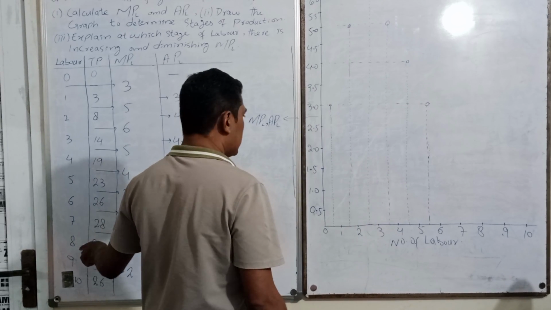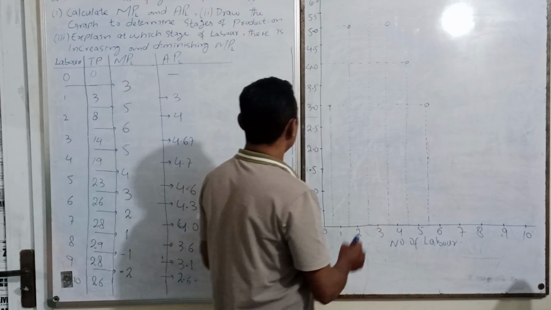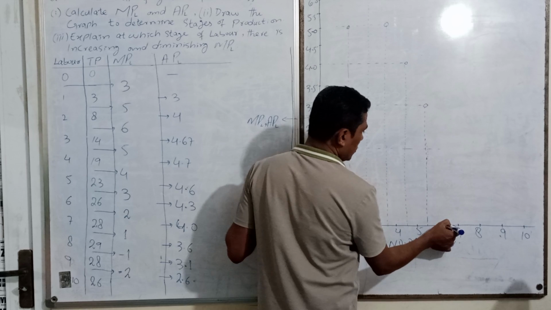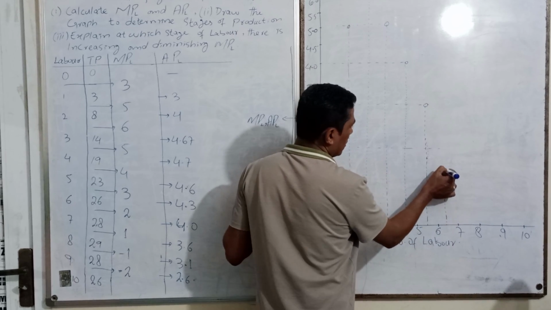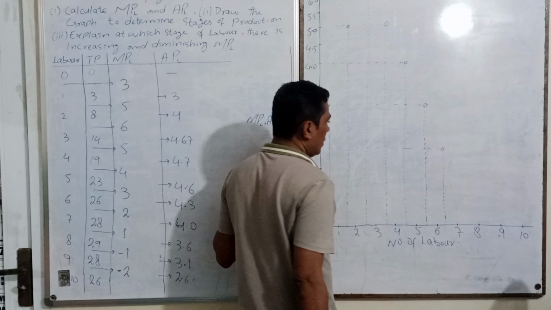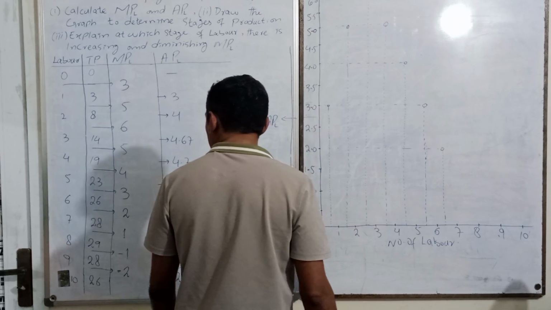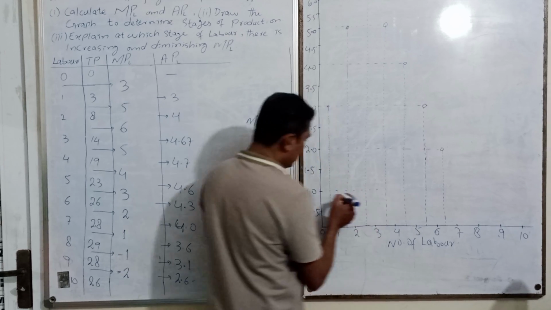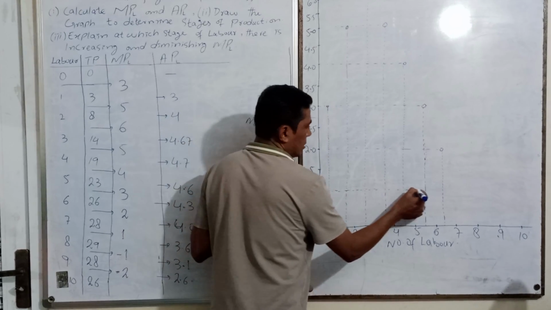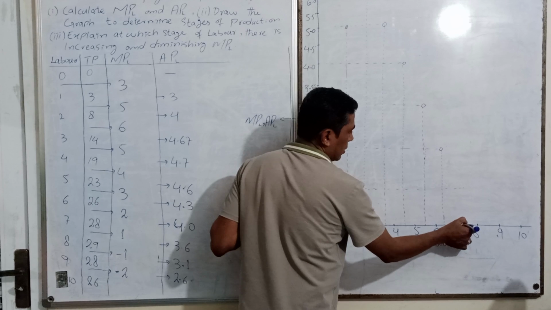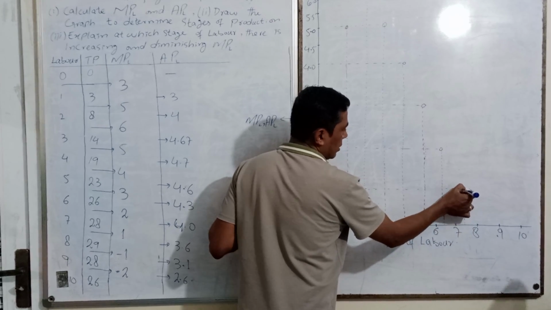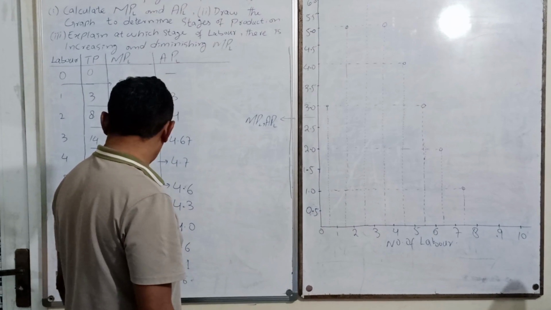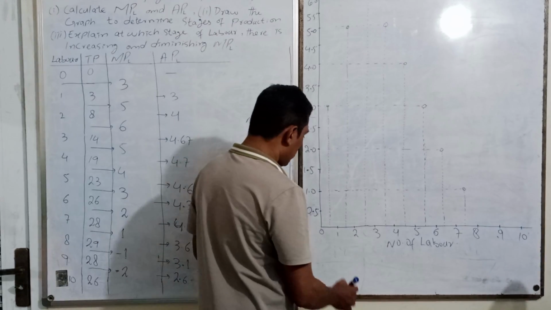Between 6 and 7, the value is 2. Okay. And between 7 and 8, the value is 1. This is 1. Okay. Between 8 and 9, the value is minus 1.